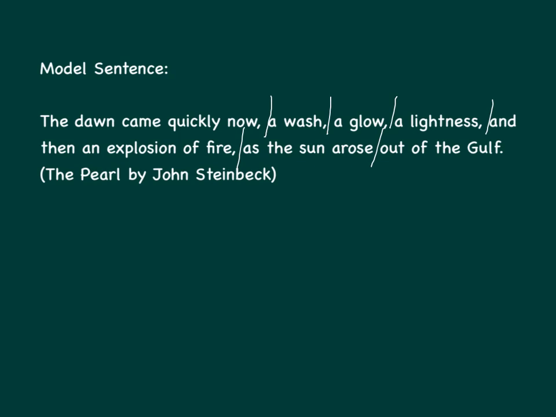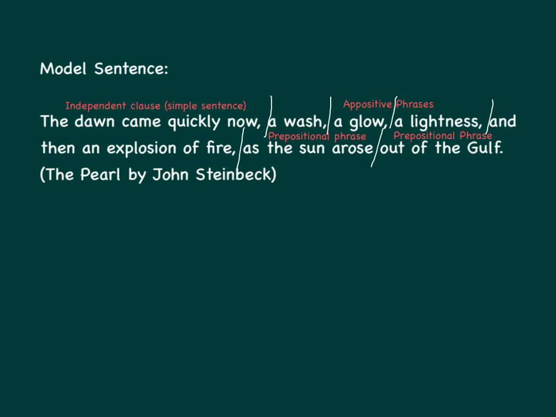A wash, a glow, a lightness, and then an explosion of fire as the sun arose out of the gulf. A wash, a glow, a lightness, and then an explosion of fire are all appositive phrases that modify the dawn. Finally, as the sun arose and out of the gulf are both prepositional phrases.